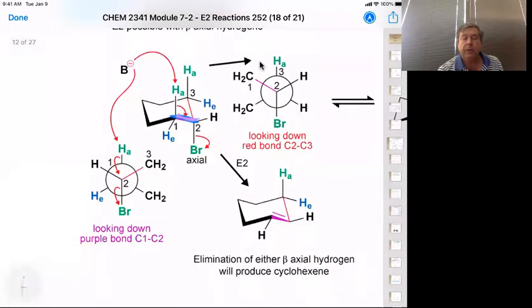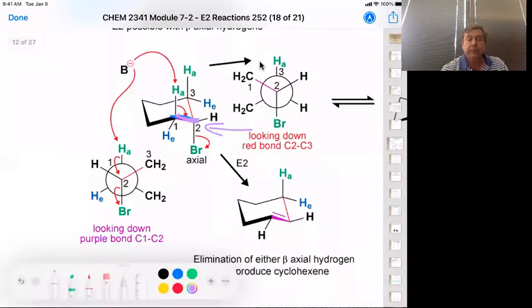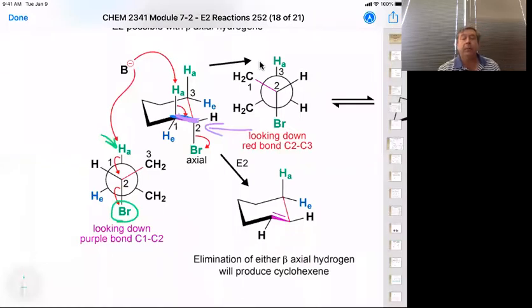This bond here is what we're looking down, so we're looking in this direction here. Oh, actually, we're looking in the other direction. We're looking up 2 first and then 1 second. And when we do this, we can see that the axial hydrogen right here is opposite that axial bromine, okay? So in this configuration, the axial hydrogen and the axial bromine are going to be the ones to leave and give us our alkene right here, and all the other hydrogens stay there.